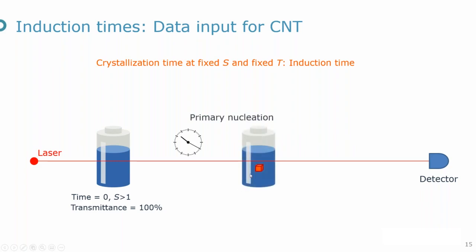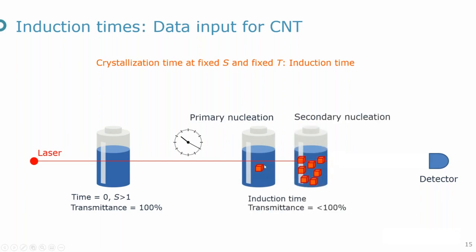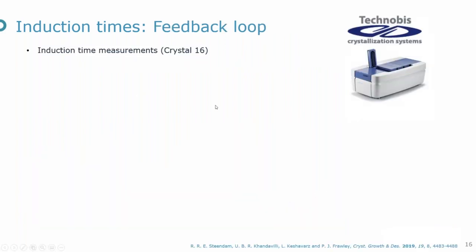Then you wait, and at some point you have primary nucleation. Usually this is not immediately detected, but nucleation also triggers secondary nucleation. The vial rapidly becomes a cloudy suspension. In this case, the cloudy suspension will block the laser light, and the transmittance will go down below 100%. That's when you know, okay, we have crystallization. And since crystallization is a stochastic process, you need to have many induction times to use it in the classical nucleation theory. So we collected those induction times with Crystal16.